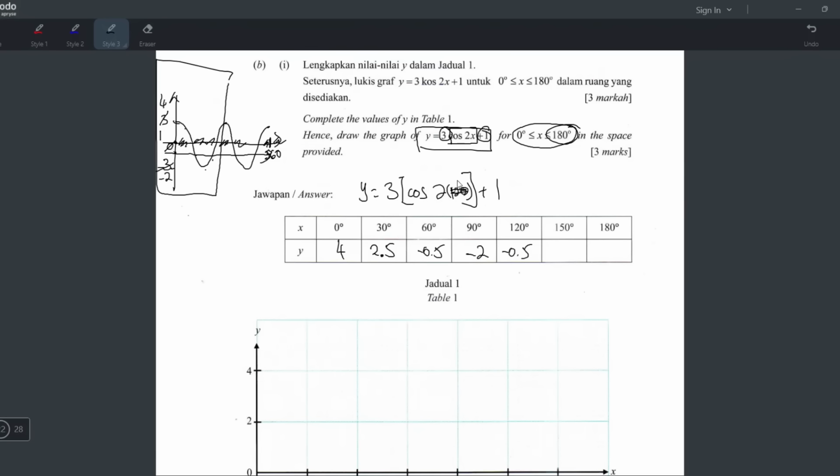Okay, and then now try with 150. 150 times 2 is 300. So just press cos 300, and then take the answer times 3 plus 1. You get positive 2.5. Okay, last one is 180. 180 times 2 is 360. Cos 360 is 1. 1 times 3 is 3.